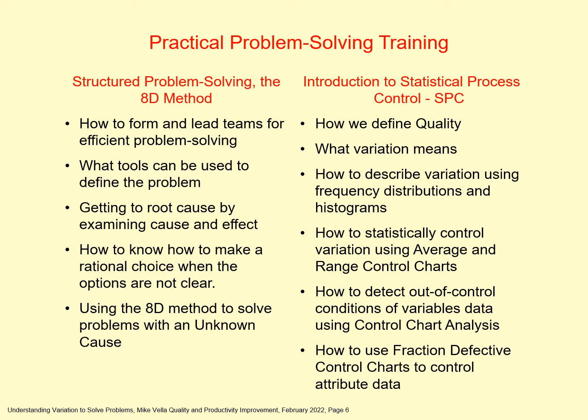The package on statistical process control has a section on how we define quality, what variation means, how to describe variation using frequency distributions and histograms, how to statistically control variation using average and range control charts, how to detect out of control conditions of variables data using control charts, and how to use fraction defective control charts to control attribute data.